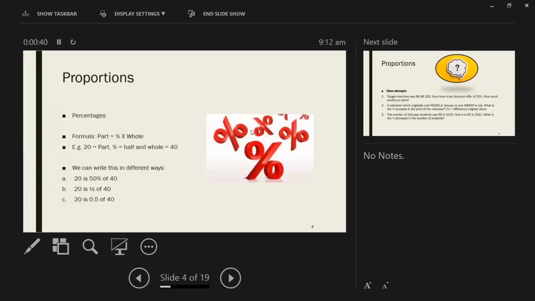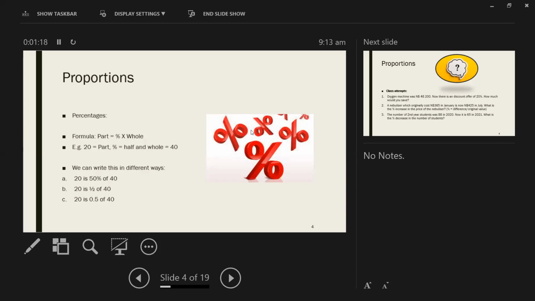All right. As I spoke about proportions, we also said that percentages form a huge part of what we are expected to know and do in the pharmacy. So here is just an example. The formula for percentage basically is: your part, which is basically your answer, equals percentage times a whole number. For example, 20 is the part that you have, and then percentage of your whole.